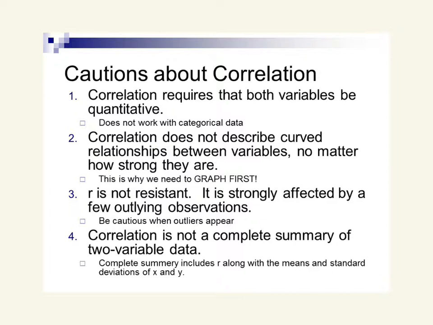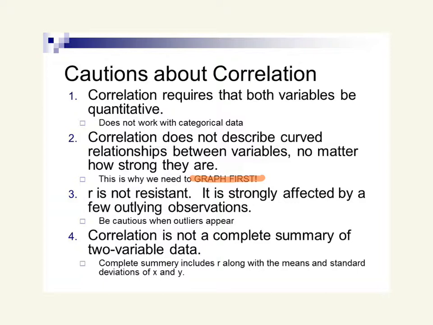Caution number 2 is that correlation does not work with curved relationships, and this is why we need to graph first. Just like in chapter 1, we said graph it first. We're going to do the same thing here in chapter 3. We're going to graph it first in a scatter plot. We're going to look at that form first and decide, is this a linear relationship? If it is, correlation applies. If it isn't, if it's curved or a cluster, it does not matter. You can still calculate it, but it does not apply.